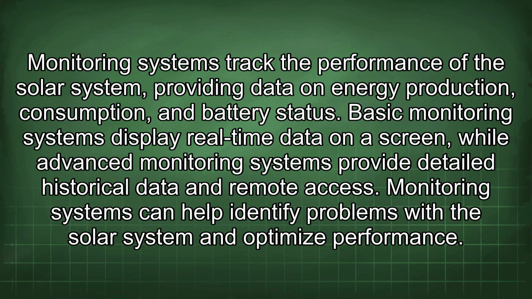Monitoring systems track the performance of the solar system, providing data on energy production, consumption, and battery status. Basic monitoring systems display real-time data on a screen, while advanced monitoring systems provide detailed historical data and remote access. Monitoring systems can help identify problems with the solar system and optimize performance.